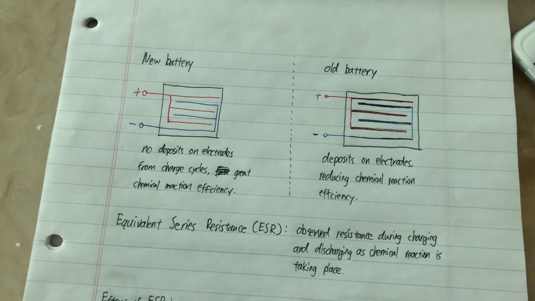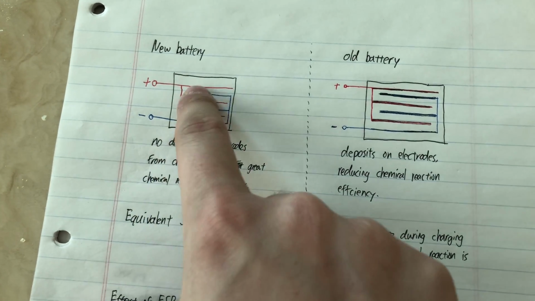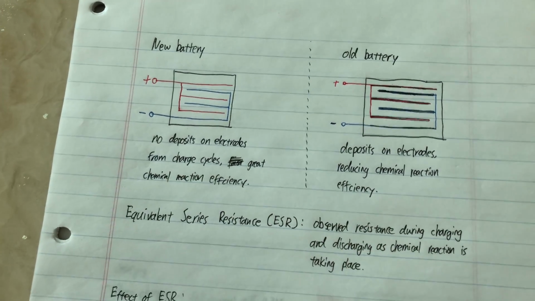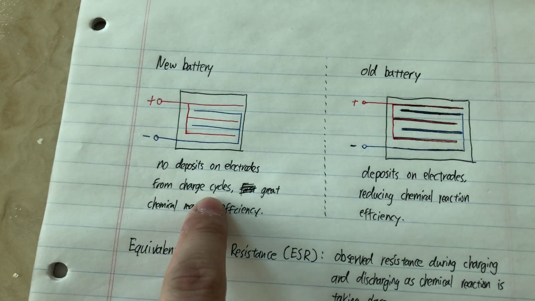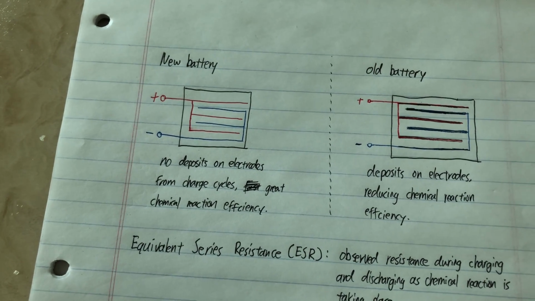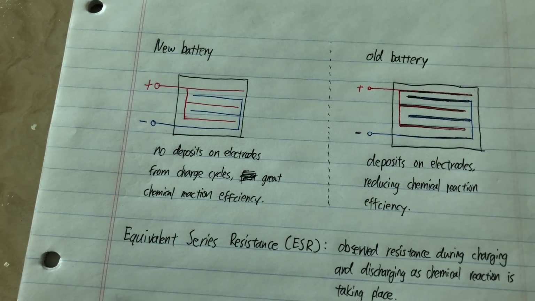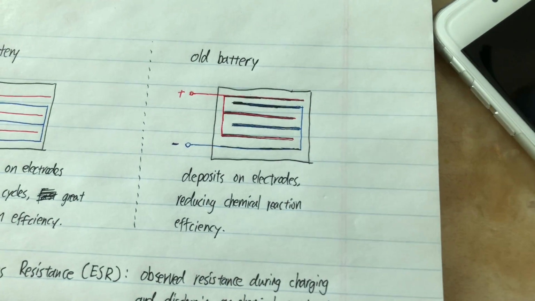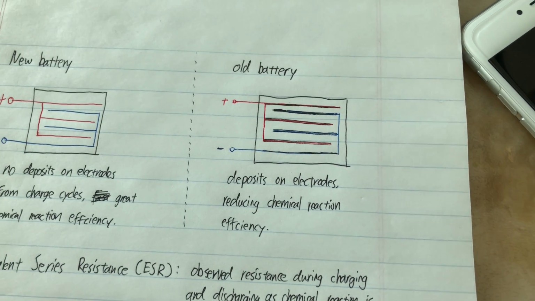This is just a small illustration. As you can see, there is a positive electrode and a negative electrode, similar to what one cell of a battery would look like. So within this battery, when it's new, there are no deposits on either terminals, and the chemistry reaction can happen very efficiently and quickly.